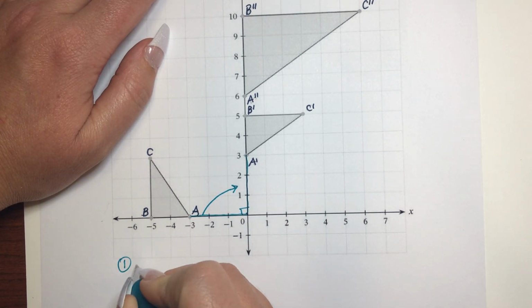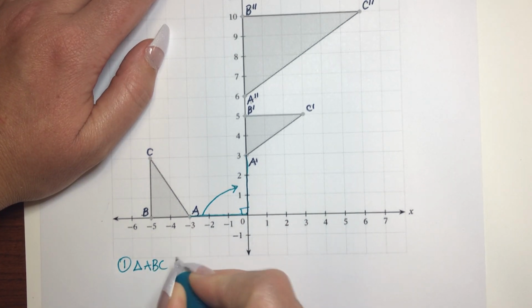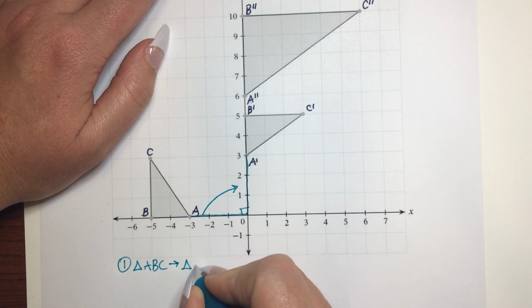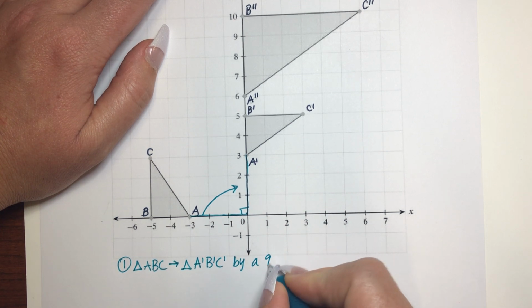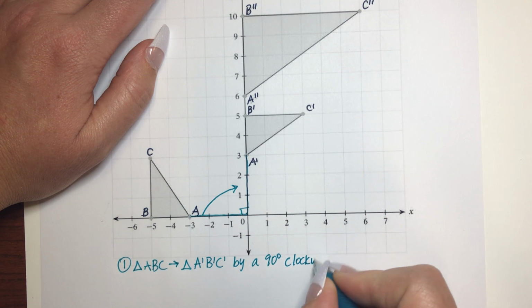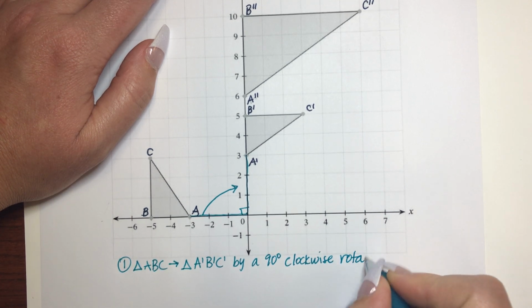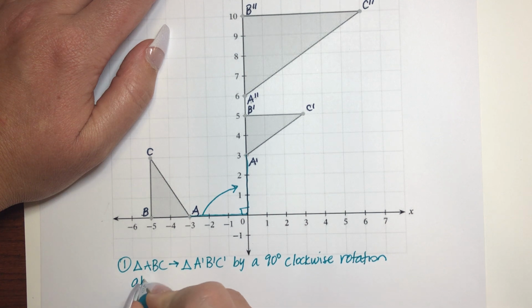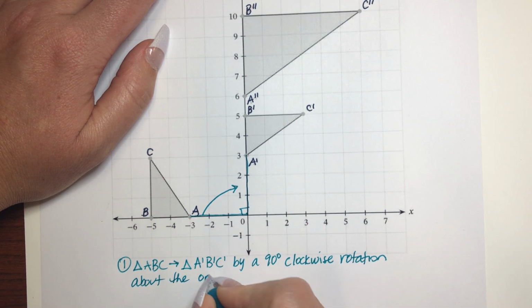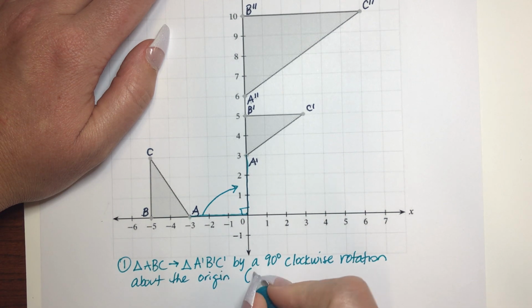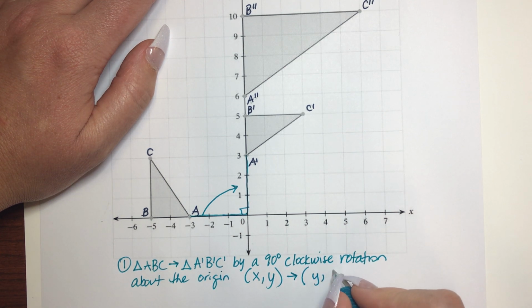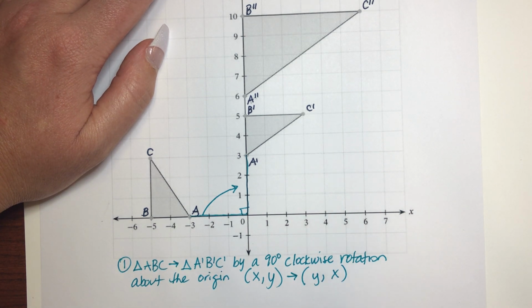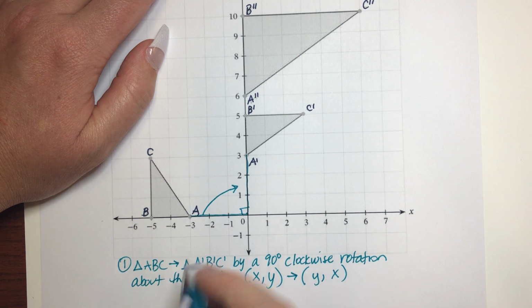So I'm going to say triangle ABC goes to triangle A prime, B prime, C prime by a 90-degree clockwise rotation about the origin. And then I'm just going to put that rule, which is (x, y) goes to, and I know with rotations, it's always this, right, (y, x), but sometimes I forget which one's the positive and which one's the negative. So to remind myself, I'm going to take A, and I'm going to say what this point is.